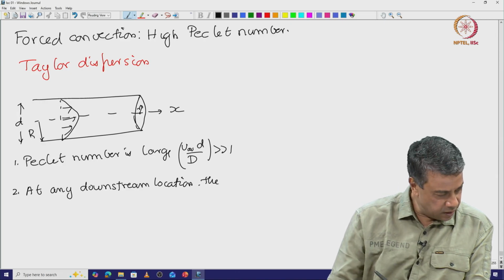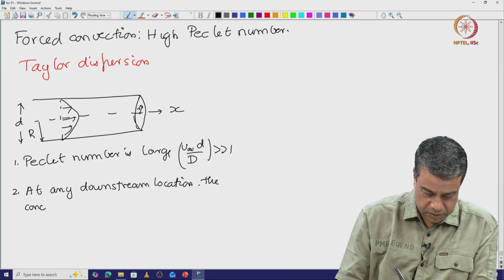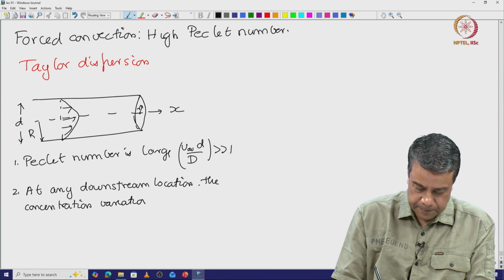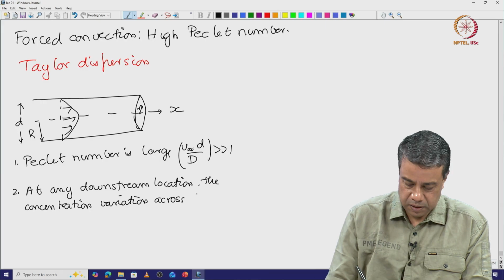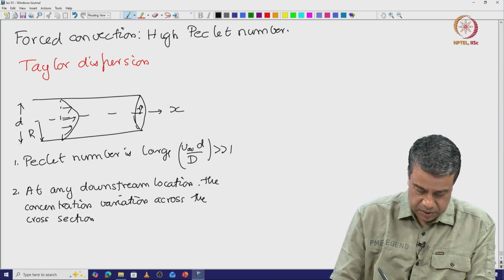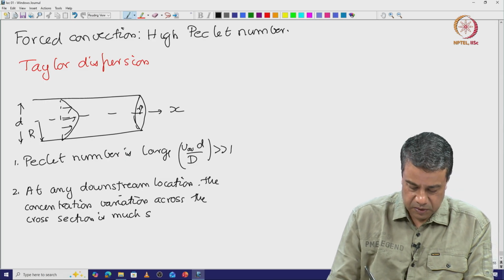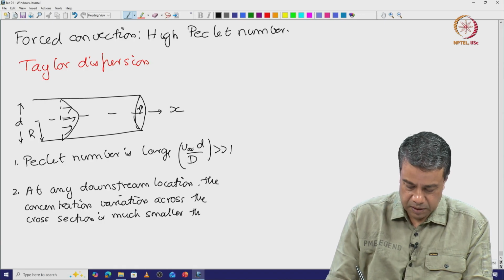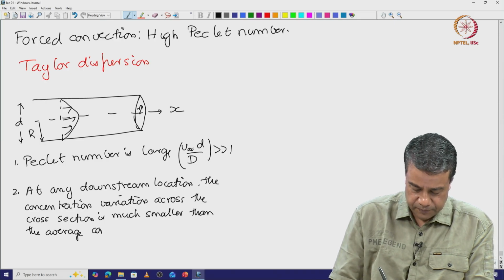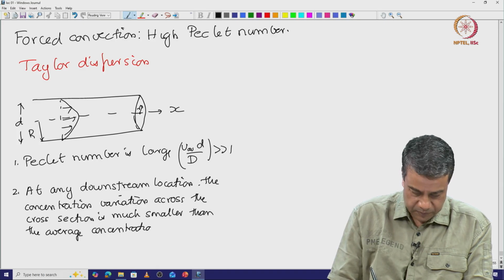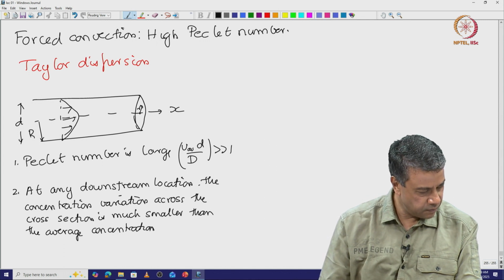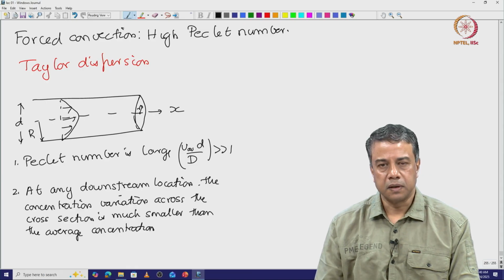the concentration variation across the cross section is much smaller than the average concentration. Now, what does this mean?